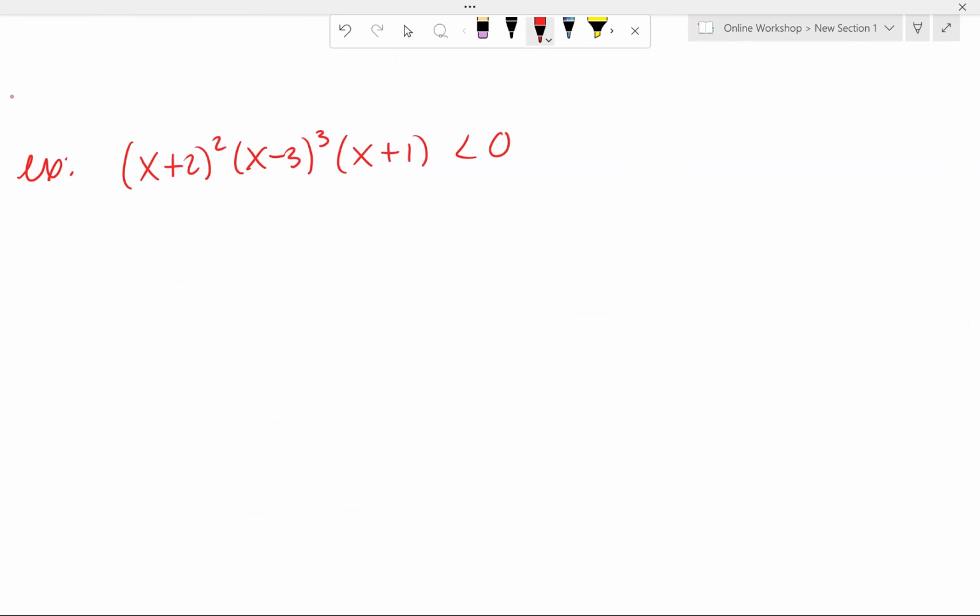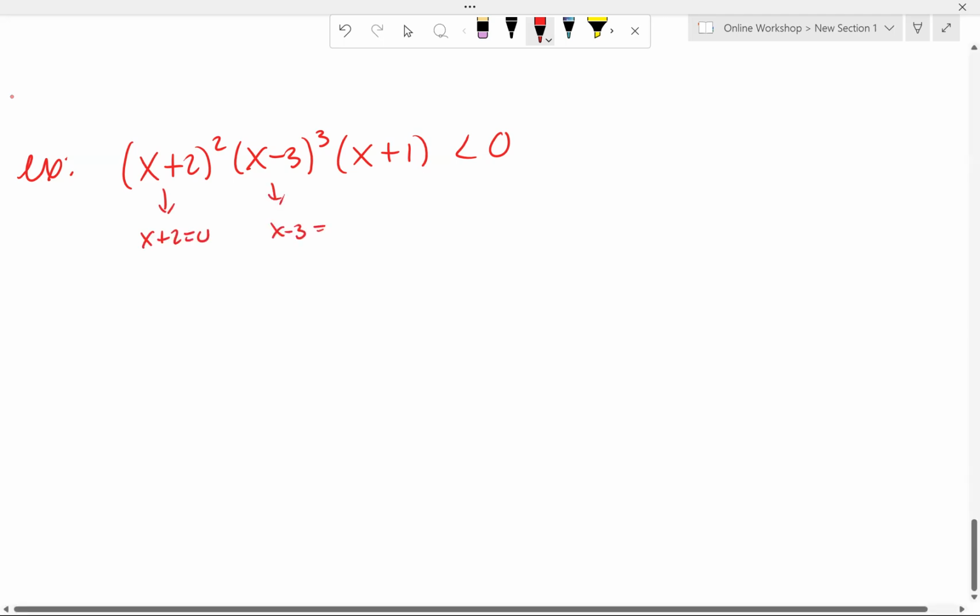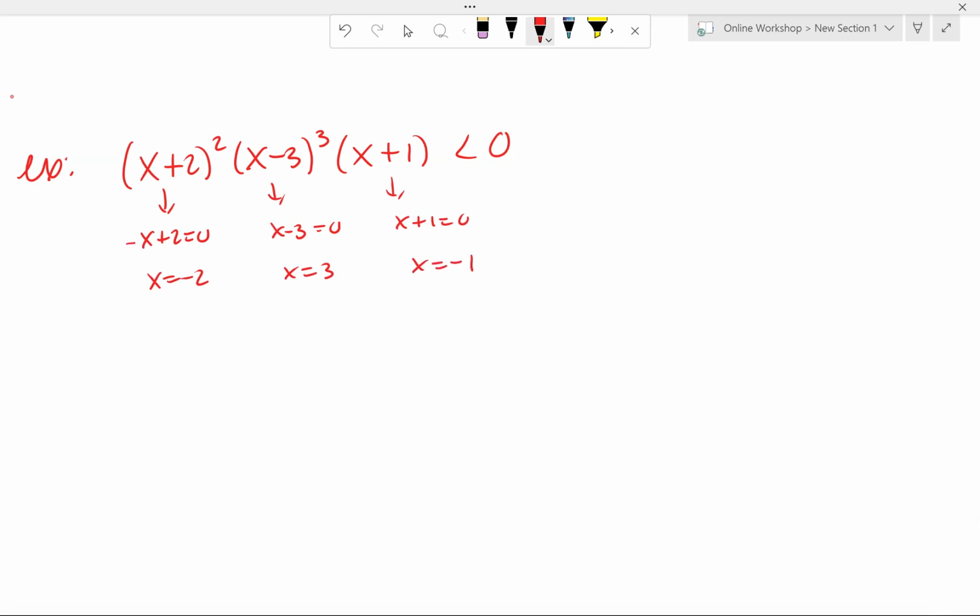So what's nice about this, it's already set to 0, and it's already in factored form. What are our critical points? Set each of these equal to 0, and x would either be -2, 3, or -1. You don't have to do this step if you could just see it.